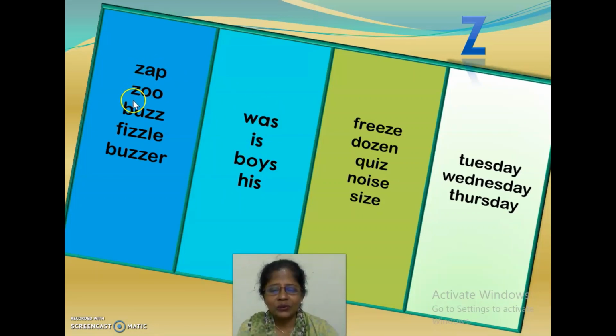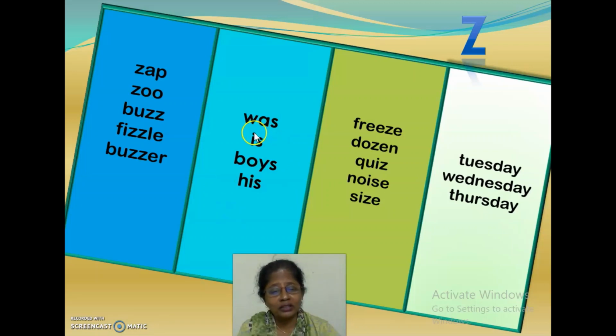Zap, zoo, buzz, fizzle, buzzer. I repeat again, please repeat it. Zap, zoo, buzz, fizzle, buzzer. And here you don't have the letter Z there, but you read it like this. And especially these words that I have put in the second column, these are common words which we use very often. And if you pronounce it with this kind of pronunciation, you will sound more nice. Your English will be heard nicely.